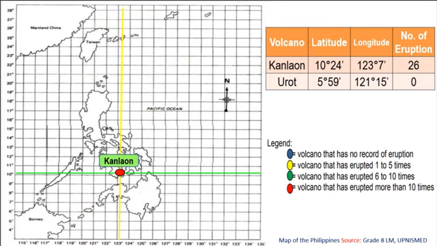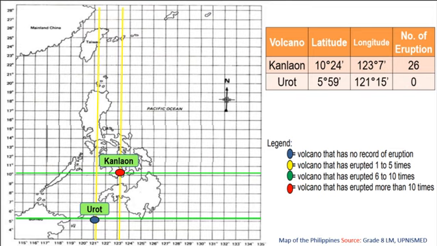How about the Orot? So Orot, the latitude of Orot is 5 degree 59 minutes. So 5 degrees somewhere here. Just put a horizontal line there. And the longitude of Orot is 121 degrees 15 minutes. So the intersection or the point of intersection between the latitude and longitude is the location of Orot. Okay, so Orot is color blue now because according to this table, there is no record of eruption regarding the activity of Orot. Zero record of eruption. So in the legend, it is color blue.